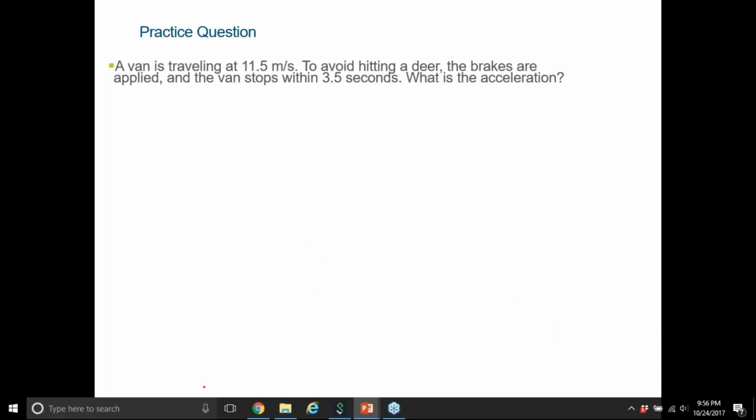And one more similar practice question. A van is traveling at 11.5 meters per second. To avoid hitting a deer, the brakes are applied. The van stops within 3.5 seconds. What is the acceleration? So we go through our questions.